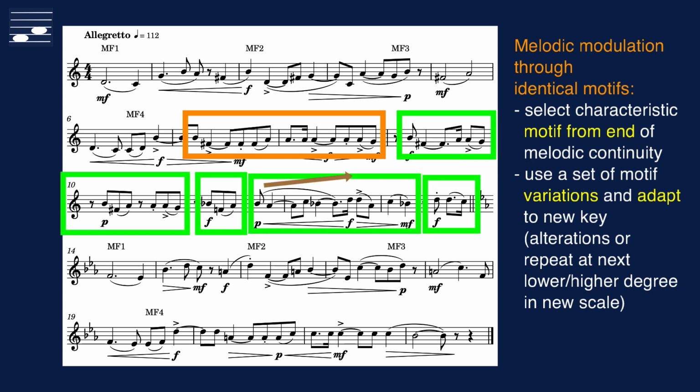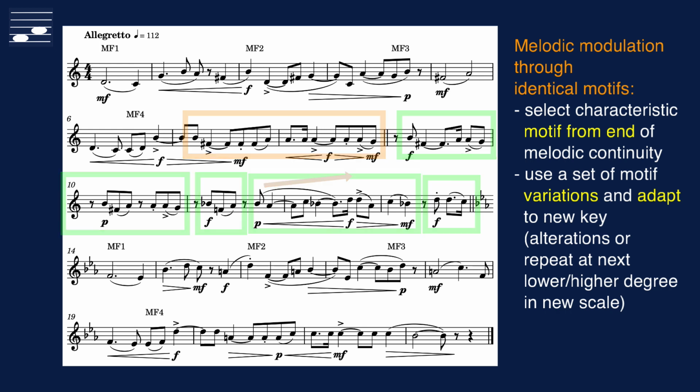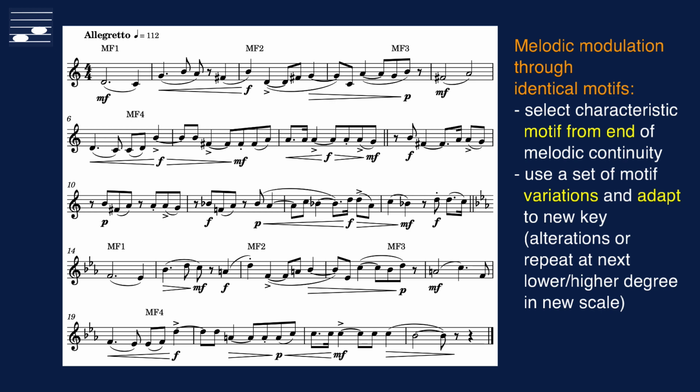During the transition, we develop a set of motif variants. This implies that the variation incorporates an altered pitch from the destination scale, or we repeat a motif at the next lower or higher degree in the new scale. The transitory motifs are shown here as green frames. Listen to this third melodic modulation approach and notice that I've used frequent octave transposition of individual phrases in this continuity.